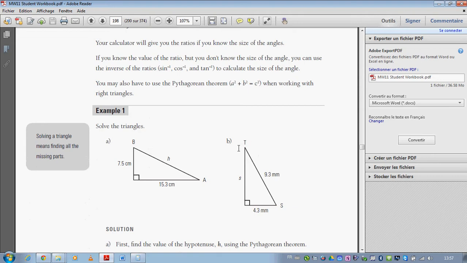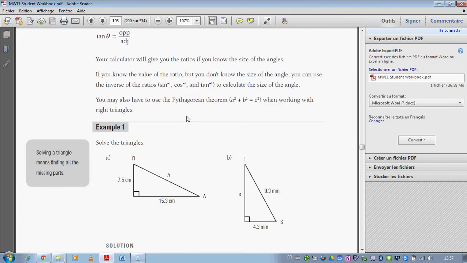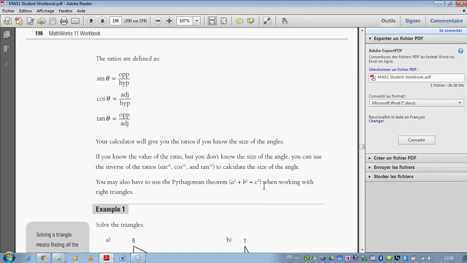To figure out angle T, you've got the opposite side and the hypotenuse, and that's the sine ratio that you're using. If you're trying to figure out this angle right here, make sure that you're figuring out what sides you do have. We've got the opposite side to that angle and the hypotenuse. Then you go back up here and decide which one of these ratios you're using. That's really the important part: figuring out which one of these ratios you are going to be using.